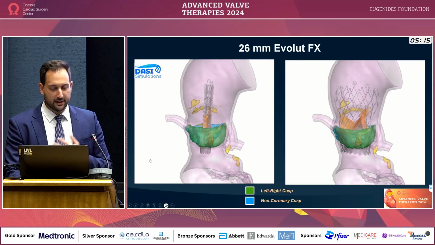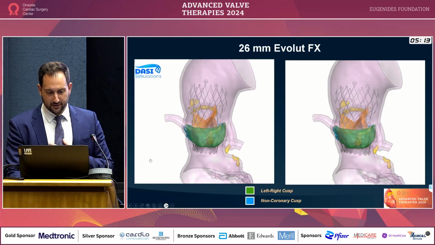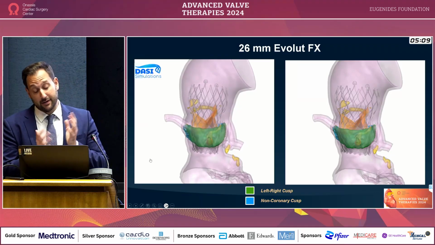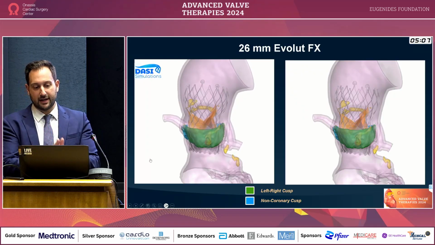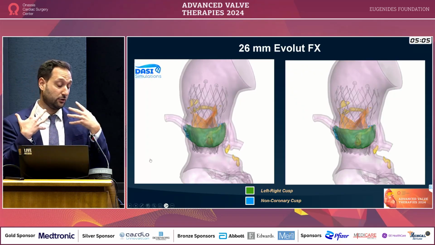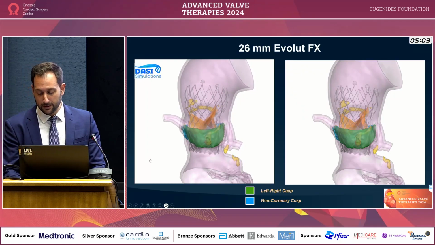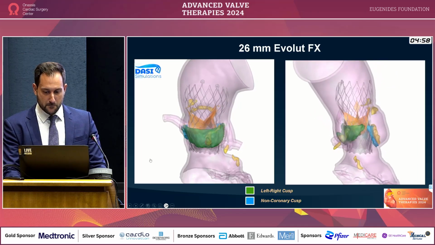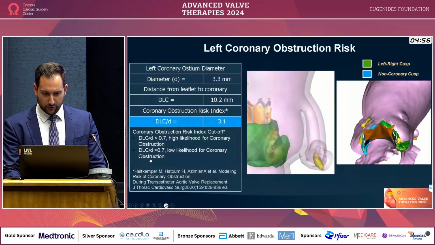We also simulated the 26 millimeter Evolut FX, which is not my valve of choice for bicuspid aortic stenosis unless there is a contraindication for a balloon expandable. And again, you see the rotation.